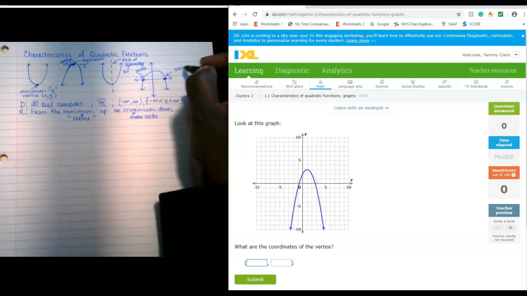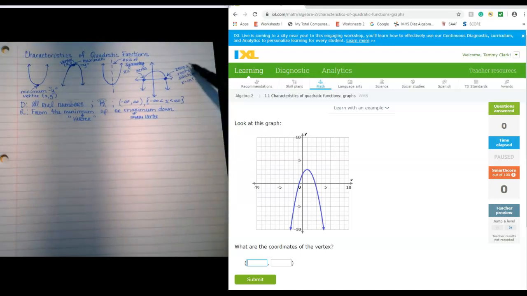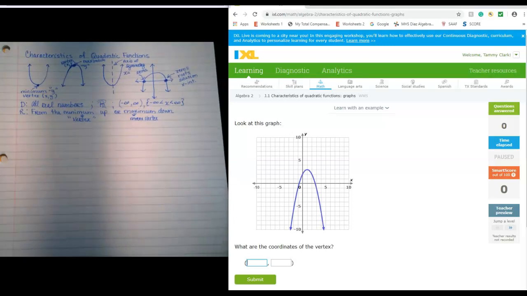Now, these go by many names: zeros, roots, solutions, and x-intercepts. All of those words could be used to refer to where the quadratic function goes through the x-axis. So now, with all of that said, let's go ahead and get through characteristics of quadratic functions.